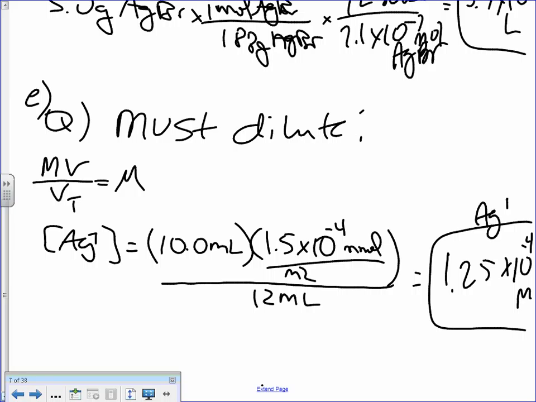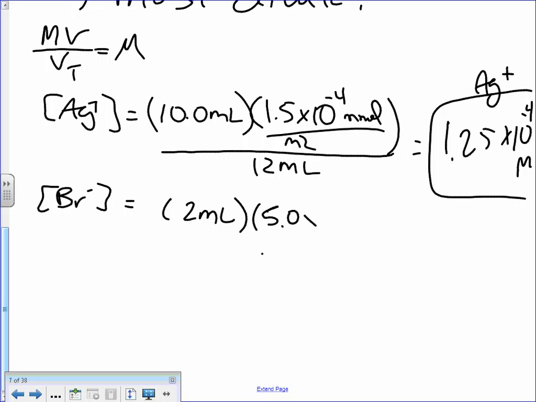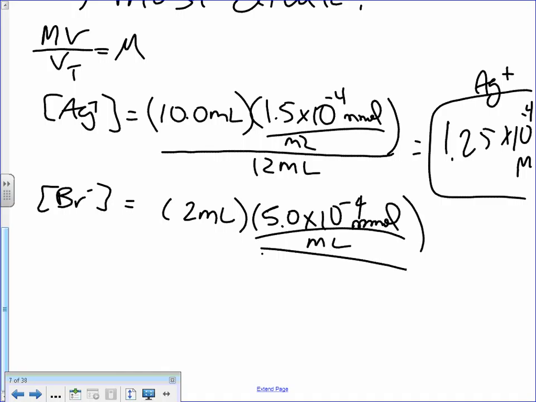So there's silver ion. If we're doing molarity times volume over V total, this is just like the dilution equation, of course, M1V1 equals M2V2. Tell me how to set up for bromide. 2 milliliters times 5 times 10 to the negative 4th millimoles per milliliter over 12, our total again. That's going to give us our bromide concentration of 8.3 times 10 to the negative 5th molar.